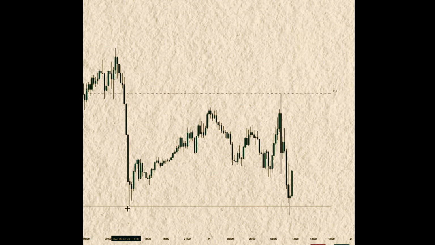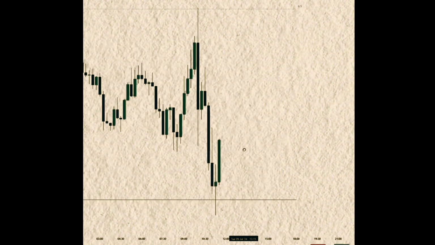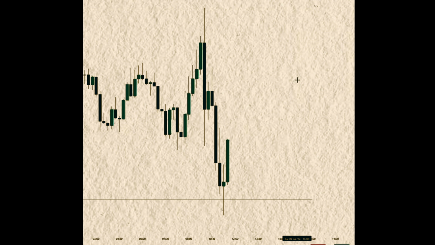Right here, you get a purge of Monday low on Tuesday. So now we can start looking for an entry model. What I look for is a change in state of delivery or an inversion fair value gap. We have both of those right here. This is the fair value gap that would potentially get inversed, and then you have a change in state of delivery once we close above here.